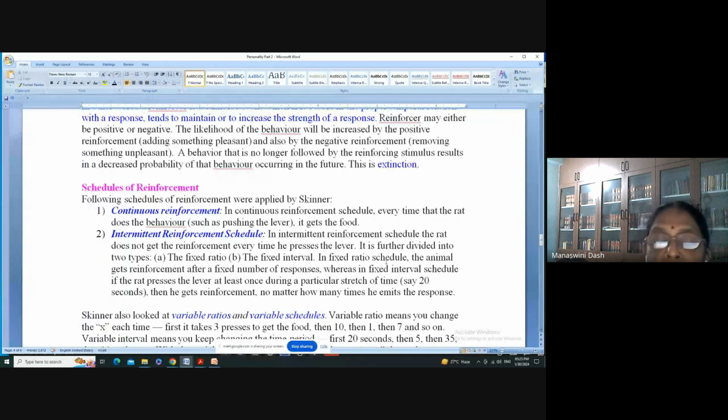Suppose we decide that we would reinforce the rat after each 20 seconds. So within 20 seconds, the rat may show the behavior twice, or it might have also shown the behavior 10 times. So whatever the number of responses, the animal will be reinforced each 20 seconds.